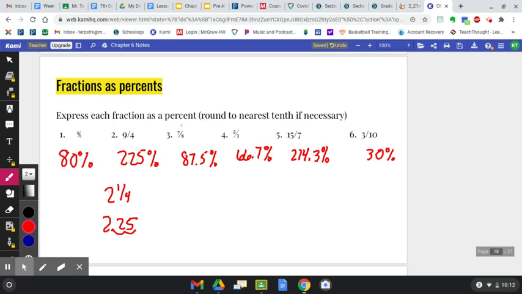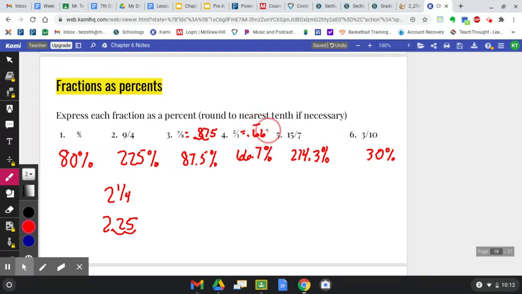7 out of 8, right? 4 out of 8 is 50, so I know that that's more. 8 out of 8 would be 100, so it's a little bit less, right? If I type in my calculator 7 divided by 8, I get 0.875. We move our decimal over twice, and that gives me 87.5%.